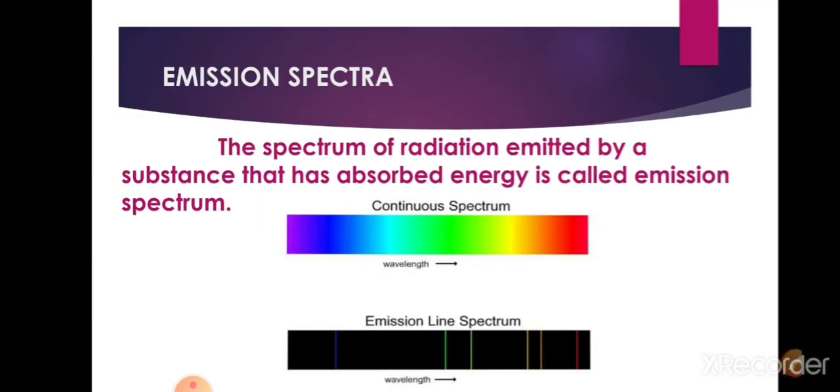Now we will look at what an emission spectrum is. I told you that atomic spectra are of two types. The first one is emission spectrum and the other one is absorption spectrum. First we can look at the details of emission spectrum. That is, the spectrum of radiation emitted by a substance that has absorbed energy is called an emission spectrum. Only some energies of radiation are absorbed by the atoms or molecules. So it emits radiation of the energy having that particular color.